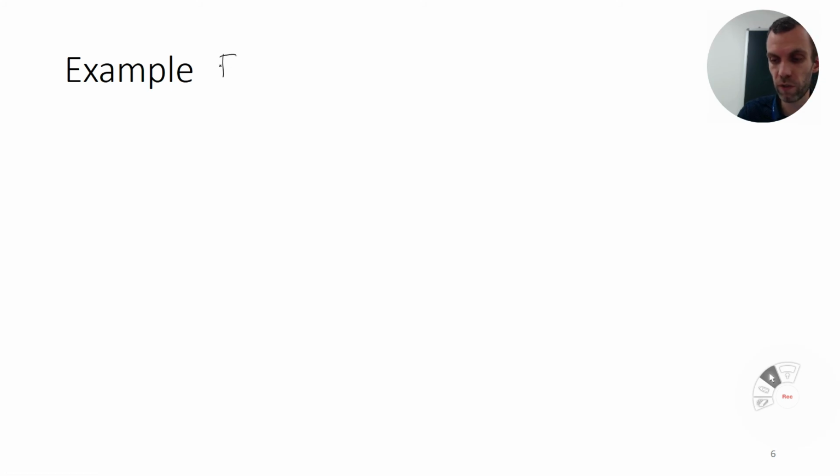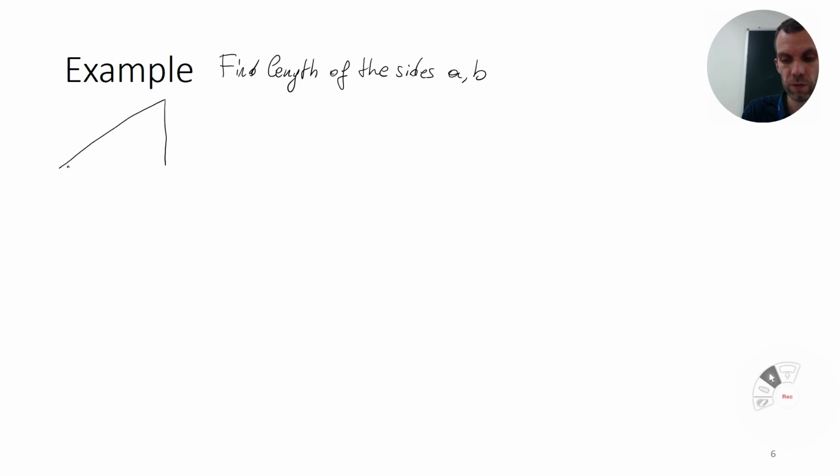For this example now, I'm interested in finding the length of the sides A and B. And again, there's a triangle to complete the picture. This is A, this is B, this is a right angle. This is 30 degrees, and the other side is 12.